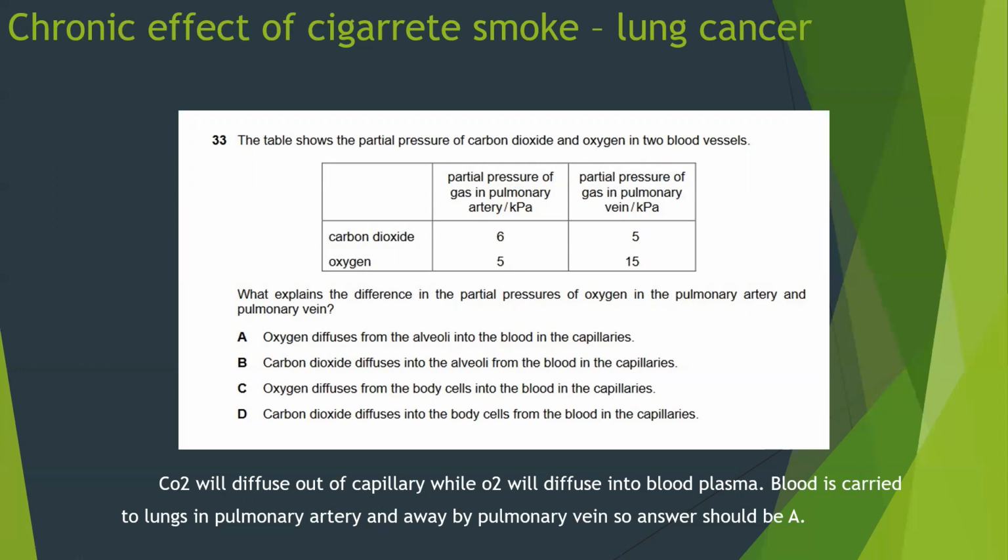So what happens during gas exchange at the alveoli? We know that there's a higher oxygen concentration in the alveolar cavity, so oxygen will be diffusing through the alveolar cavity into the blood plasma. So the option should be A, because carbon dioxide will be diffusing out while the oxygen will be diffusing into the blood plasma. This is by concentration gradients, and then the blood is carried to the lungs in the pulmonary artery and away by the pulmonary vein. So yeah, the answer is A.